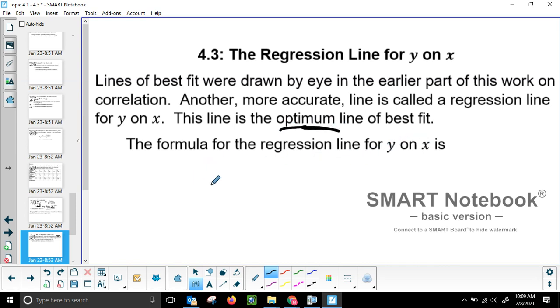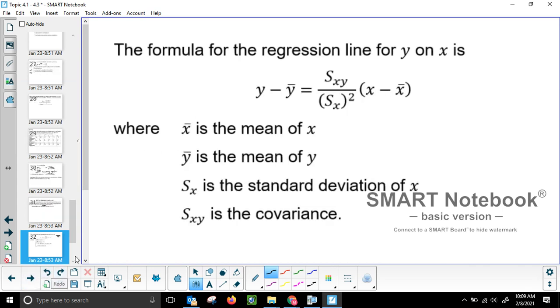And the formula for this line is this. y minus y bar is equal to s of xy. Remember, that's the covariance, which will be given to you on tests, divided by the standard deviation of the x squared, times x minus x bar.